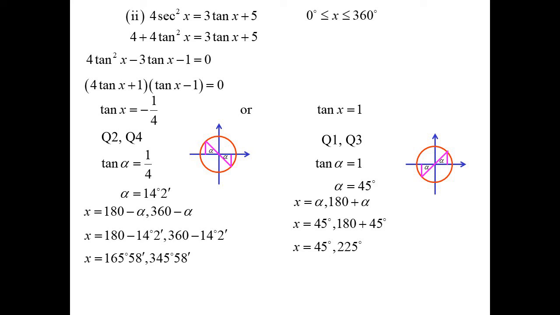Don't leave your answer like that. Okay? Remember, you're presenting your solution for someone else. Make it easy for them. Tie it all together. There's all our possibilities. 45 degrees, 165.58, 225, and 345.58.